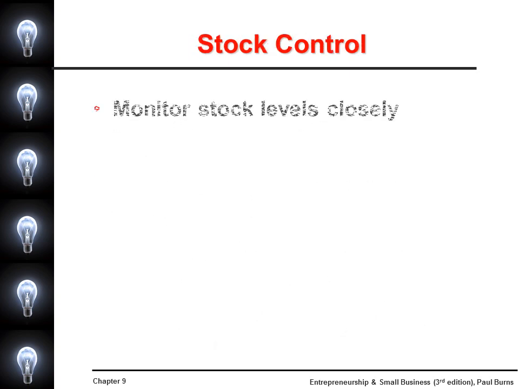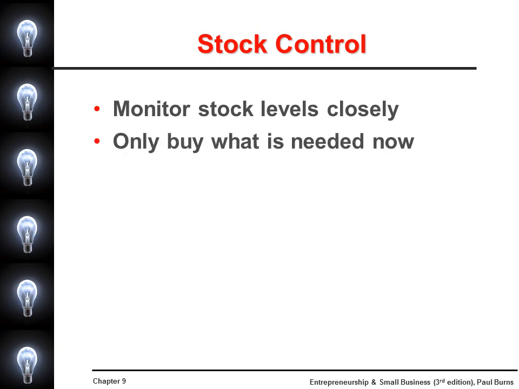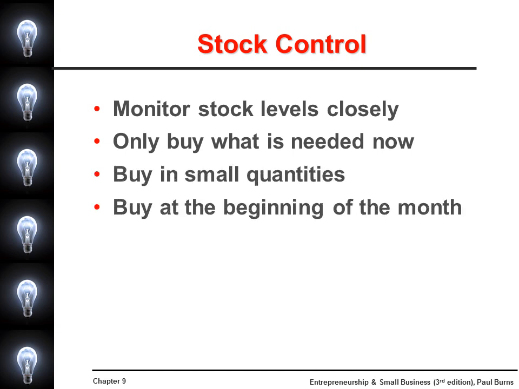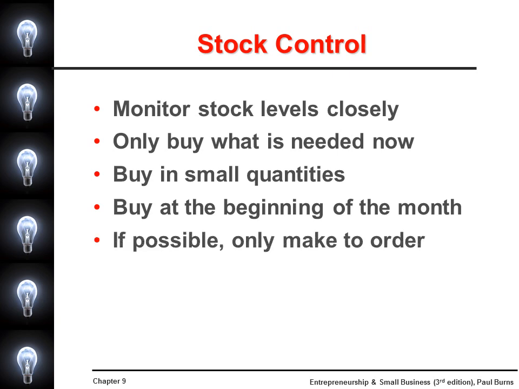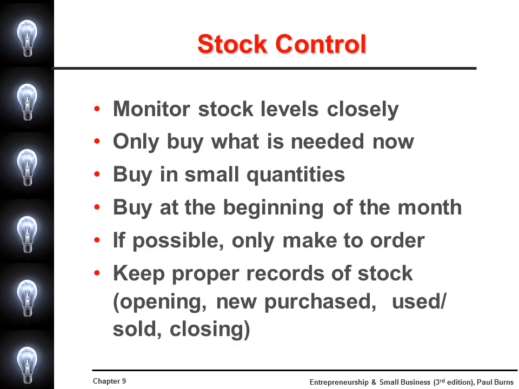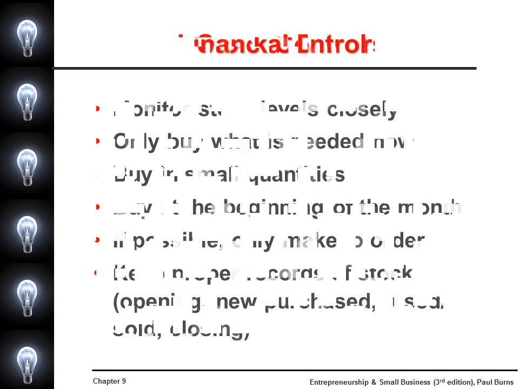Then you will have a stock control. So you will monitor your stock and you have to control your stock. It can't be in excess of your demand and not less than your demand. So you have to monitor stock levels closely. Buy only what is needed now. Buy in small quantities. Buy at the beginning of the month. If possible, only make to order. And at the last, keep proper records of stock: opening, new purchase, use, sold, and closing.